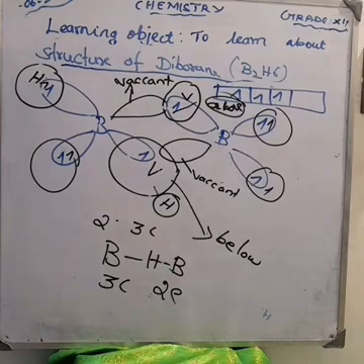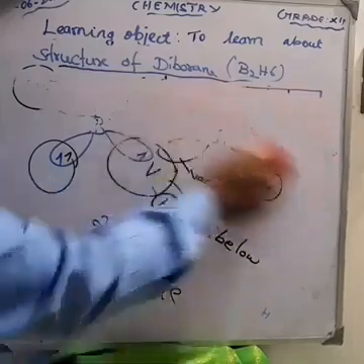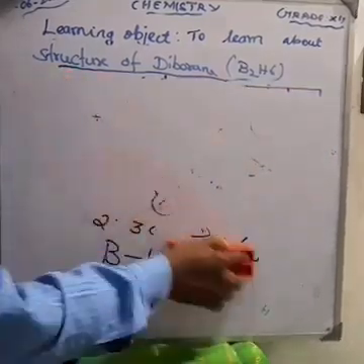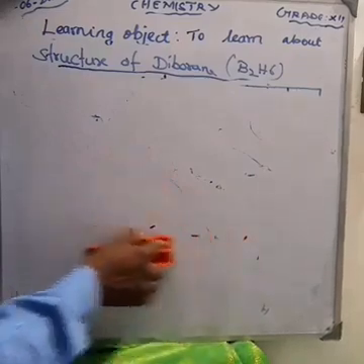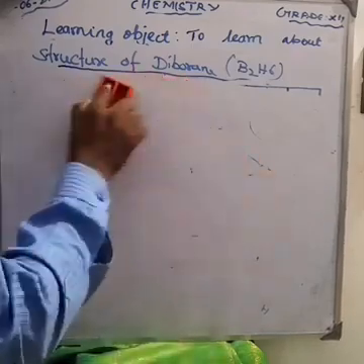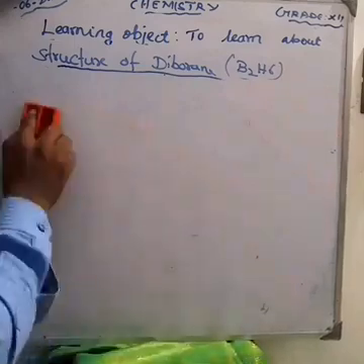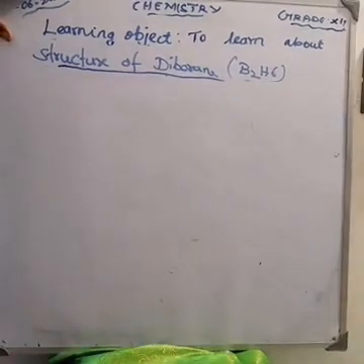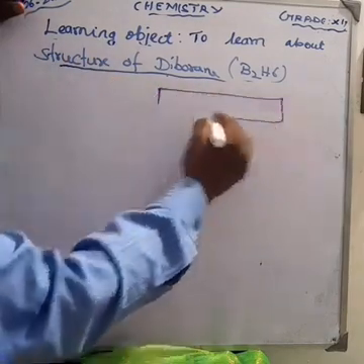Please look at the electronic configuration. Already we know the electronic configuration. What is the electronic configuration of boron? 1s2, 2s2, 2p1. Am I right? From 2s, one electron is shifted to the 2p orbitals. Anyhow, here three of the four sp3 hybridized orbitals contain a single electron, each one having a single electron. The fourth orbital is empty. Am I right? This is empty.